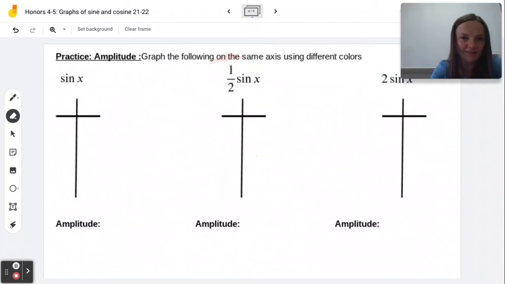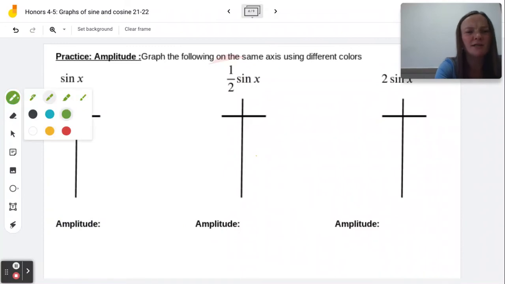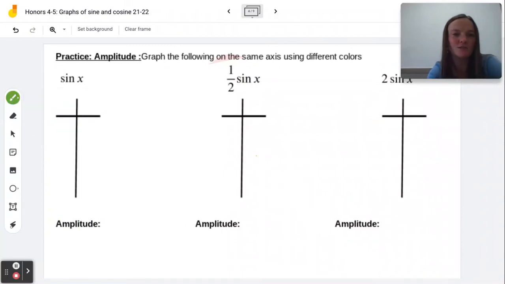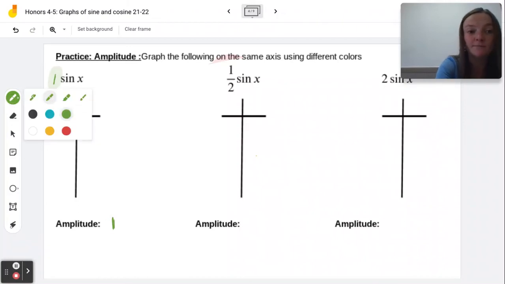Okay, so taking a look at these examples here, we're not going to really use the table as much as I did anticipate. So all we're really going to do right now is we're going to try to identify what is the amplitude in all 3 of these graphs, and we're going to try to graph them all together. Okay, so the first thing we want to do is identify, okay, what is the hidden number that's multiplying sine? Well, that hidden number is 1. And so we can say the amplitude of sine of x is 1.